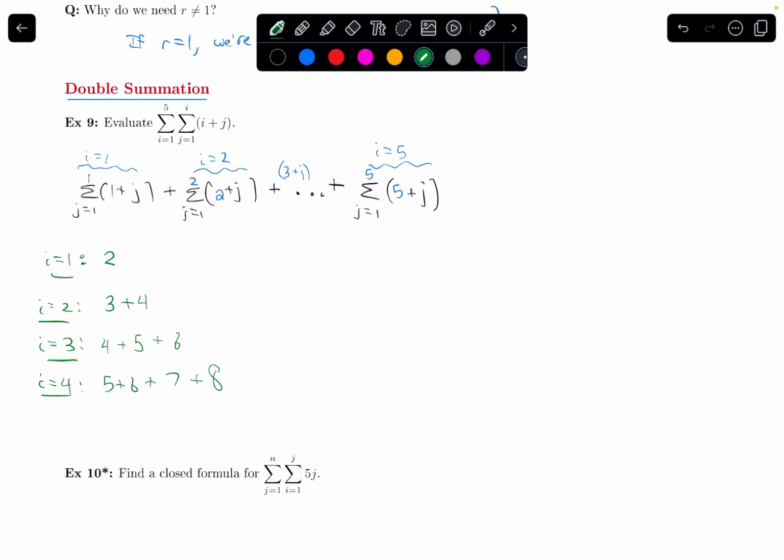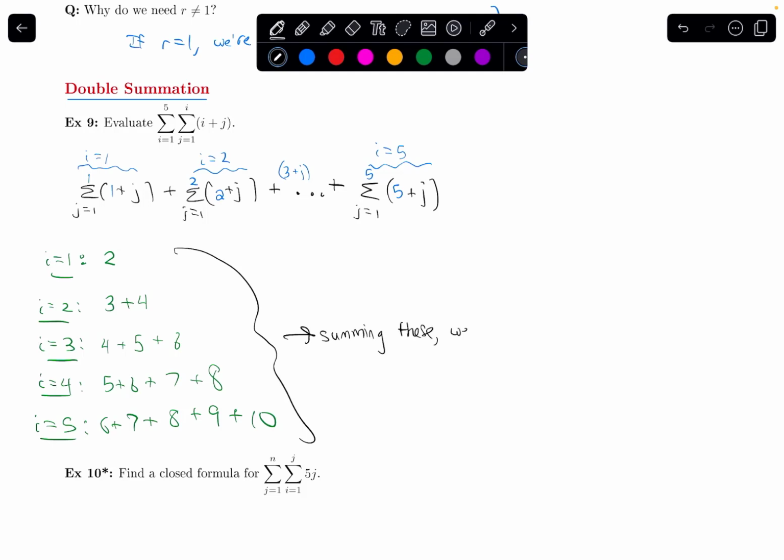And then finally, when i equals 5, if I plug j equals 1 into this, I get 6 first, plus 7 plus 8 plus 9 plus 10, because when I plug in the number up top, I get 10. So overall, I have to add all of these numbers together. So summing these, we just have to add them together. If we do that, we get 90. And that's it. Okay, all right, let's do another one of these.